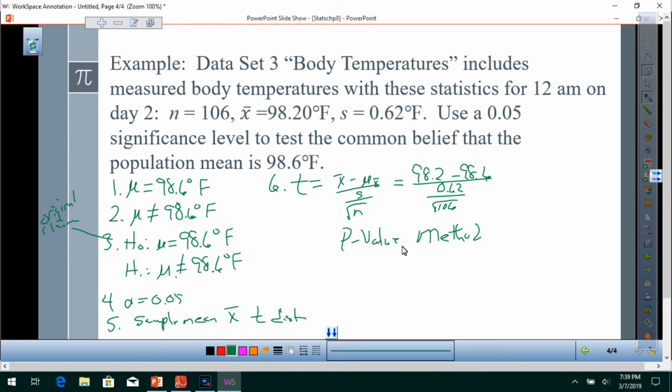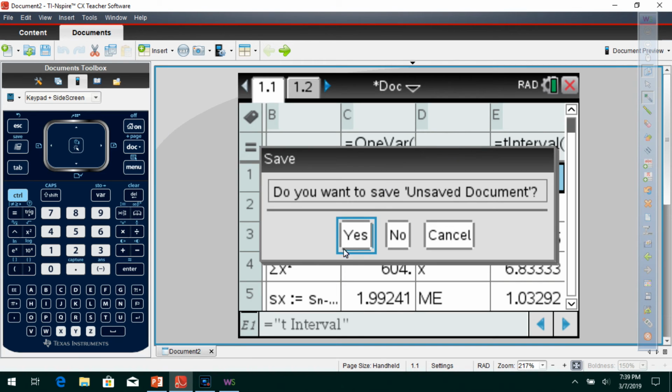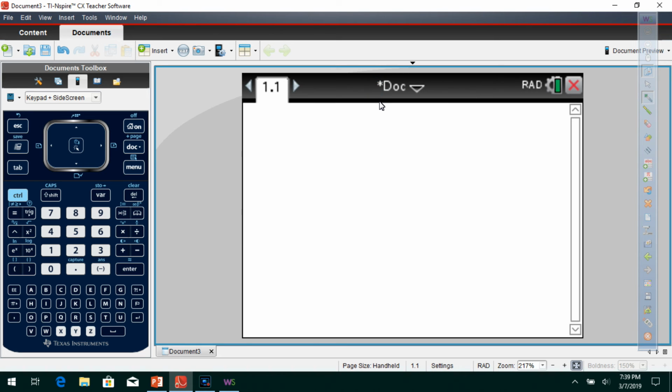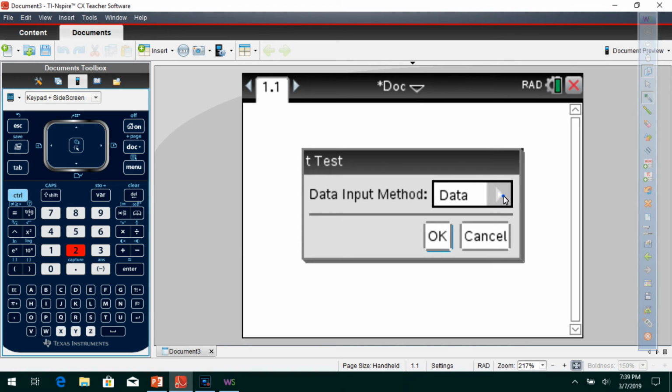P-value method. All right, so let's go to our calculator. I'm going to clear this out. And let's just go to calculate. We'll do it the old-fashioned way. Menu 6, 7, 2. Data method, we'll use stats.